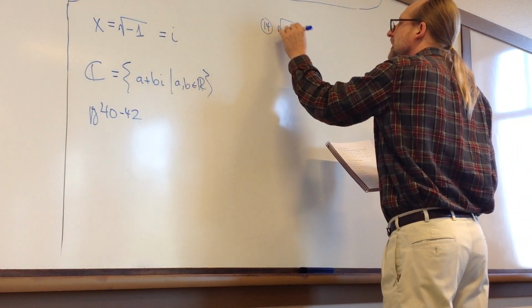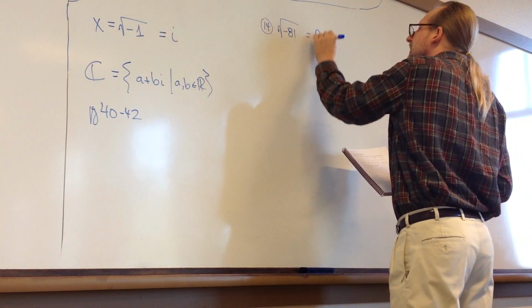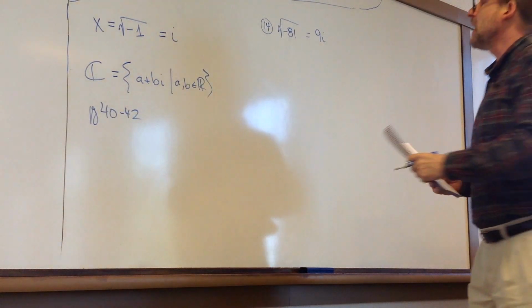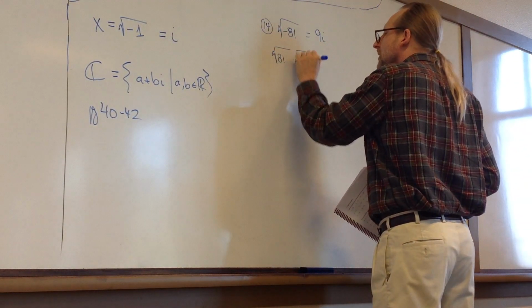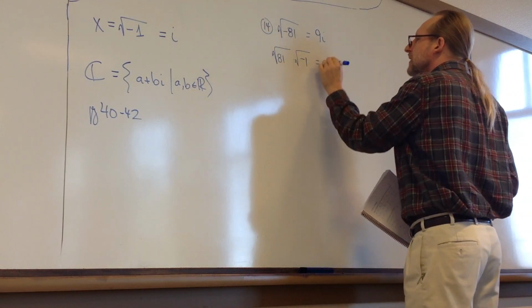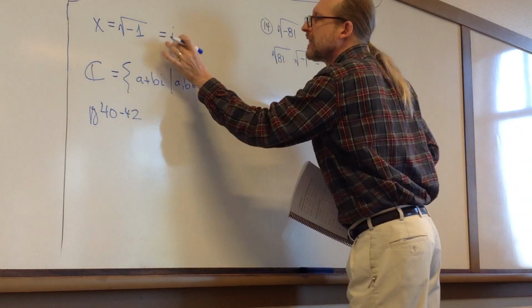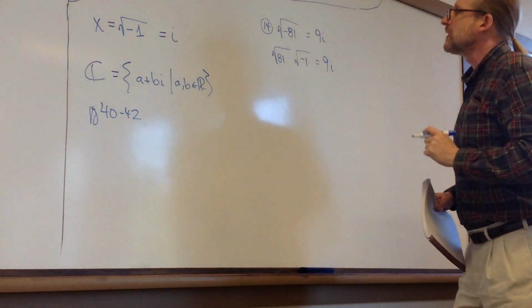So problem 14 is the square root of negative 81, and that's just going to be 9i, because this is square root 81 times square root negative 1. Square root 81 is 9, square root of negative 1 is i. So there we go.